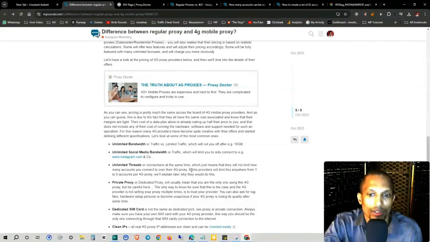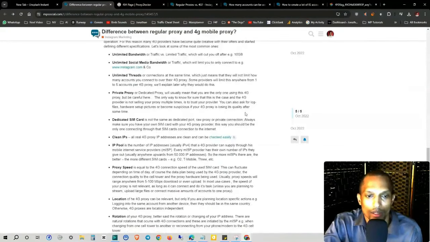Some providers will limit this anywhere from 1 to 5 accounts per 4G proxy, and we'll explain later why they would do this. And then private proxy or dedicated proxy will usually mean that you are the only one using the 4G proxy, but be careful here. The only way to know for sure that this is the case and the 4G provider is not selling your proxy multiple times is to trust your provider. You can also ask for log files, hardware setup pictures, or become suspicious if your 4G proxy is losing its quality after some time.